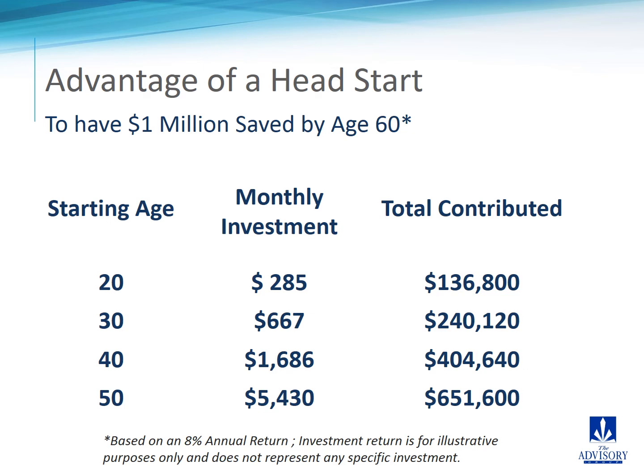So if you were to begin at age 20, which is by no means a small task for a college sophomore or junior, you would need to invest a fixed $285 per month for the next 40 years to reach $1 million in investments by age 60. This is assuming an 8% annual rate of return. If you do the math, $285 times 12 times 40 is only $136,800 that you put away.